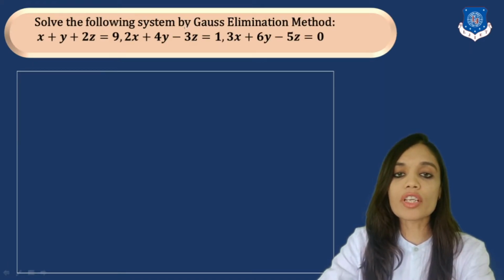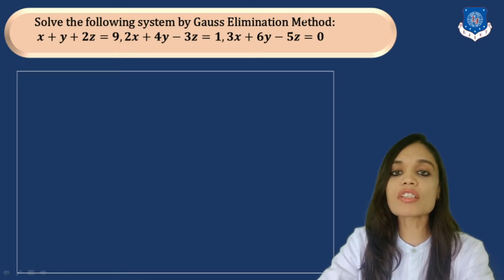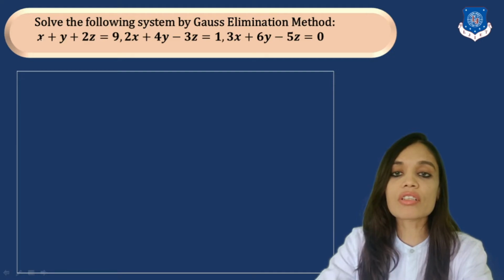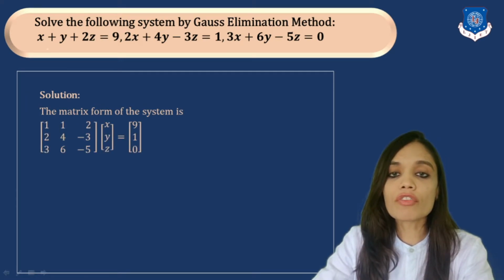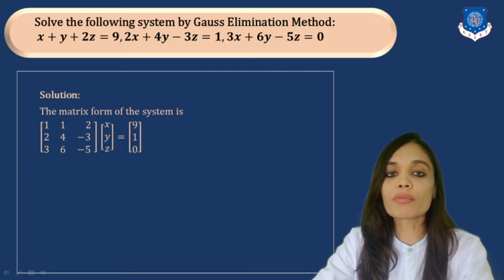We have to solve the following system of linear equations using the Gauss elimination method. The equations are x plus y plus 2z is equal to 9, 2x plus 4y minus 3z is equal to 1, and the last equation is 3x plus 6y minus 5z is equal to 0. So let us start with the solution. Firstly, we will write the system in matrix form. That is, we will write the coefficients of the equations first. The first coefficients are 1, 1, 2. From the next we get 2, 4, minus 3, and from the last equation we get 3, 6, minus 5.